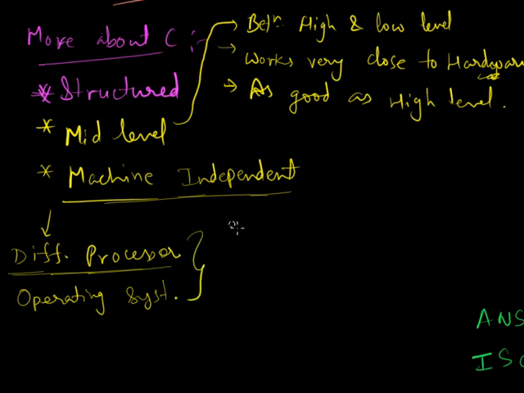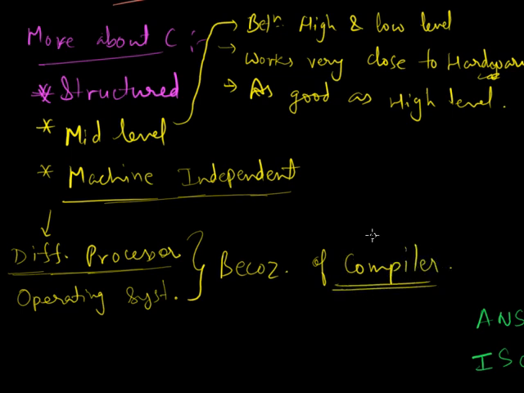This feature is obtained because C is a compiled language. So it is because of a compiler. A compiler can translate the same program for different processors. It can translate the same program according to different operating systems. So C is platform independent as well as machine independent.